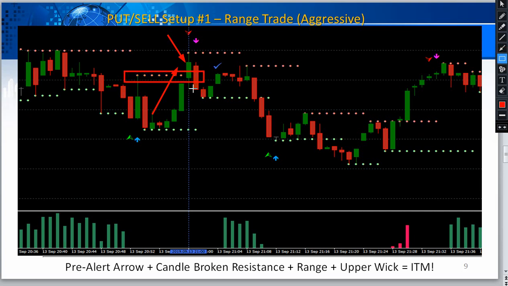All right, it breaks that level. We are in a range, and that now means enter your trade from the beginning of the next candle for 5 minutes, 1, 2, 3, 4, 5, and that is an ITM, guys. And so that is how you do aggressive entries.